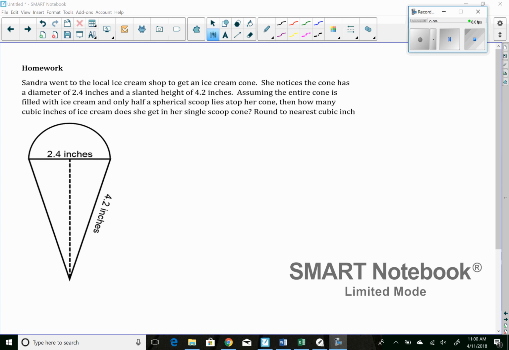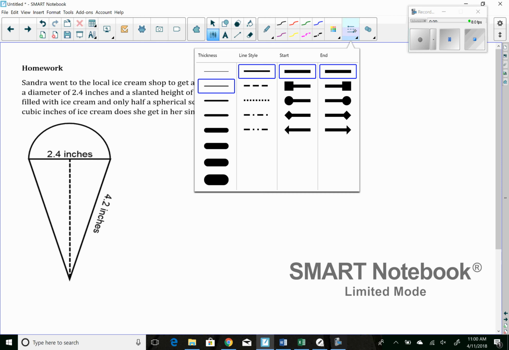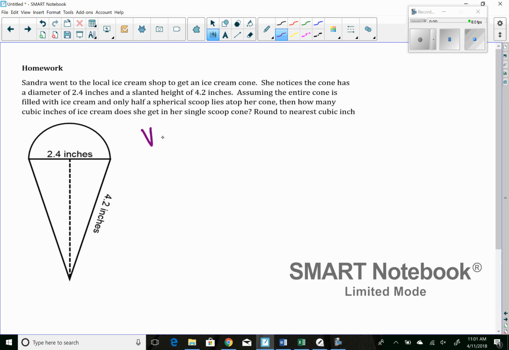So what we have to do is find the volume of the cone, which is 1/3 pi r squared h. And we have to find the volume of the hemisphere, which is half of 4/3 pi r cubed. The reason why we're only using half, even though the bottom half of the sphere of ice cream is in the cone, is we're already taking consideration of that volume.